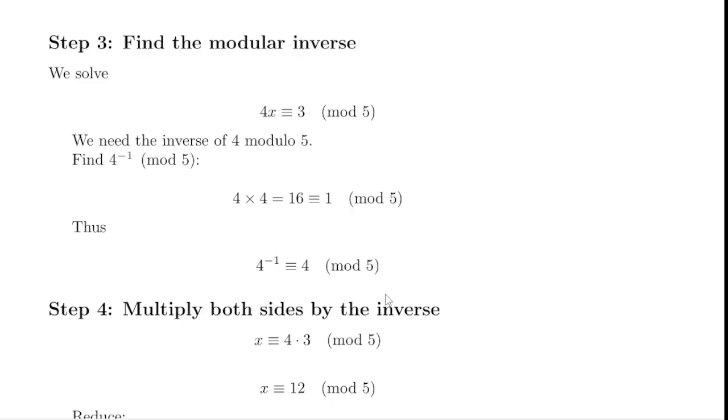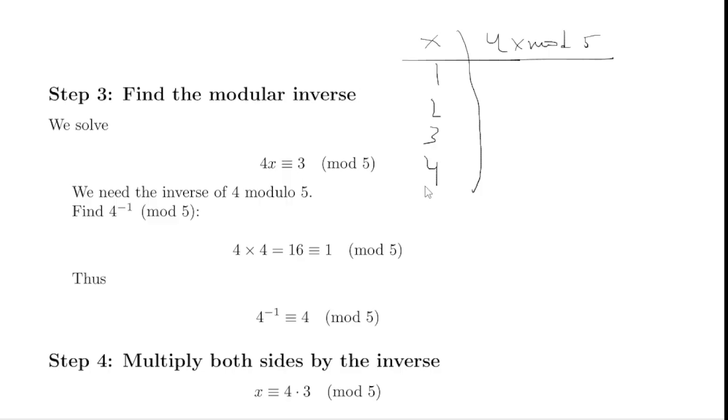Now there's two ways we're going to solve this. One way is to find the multiplicative inverse. Because we're looking at mod 5, we could just test 1, 2, 3, and 4 as the x values. So 4 times 1 is 4, and 4 mod 5 is 4. 4 times 2 is 8. 8 mod 5 is 3. 4 times 3 is 12. 12 mod 5 is 2. And then 4 times 4 is 16. Mod 5 is 1. The multiplicative inverse is the x value that gives us a 1 here. So that's going to be the 4.